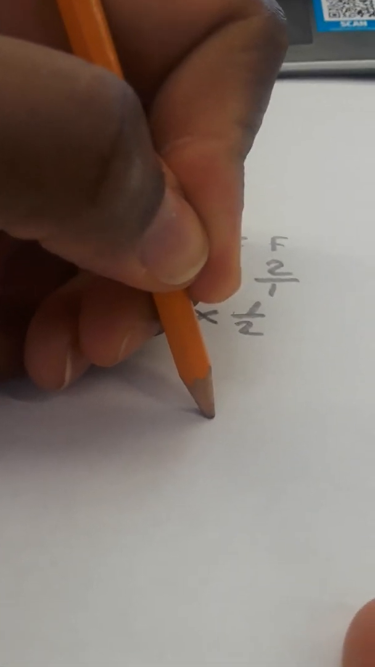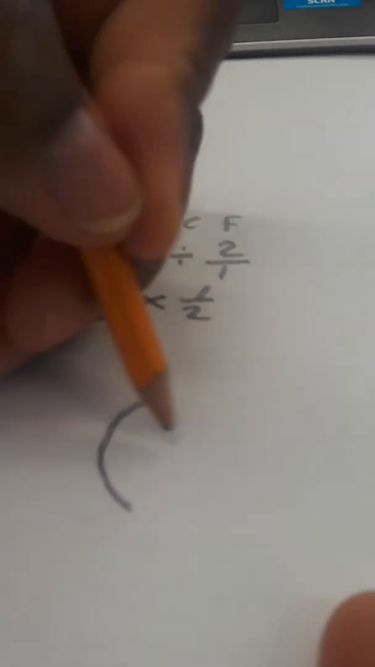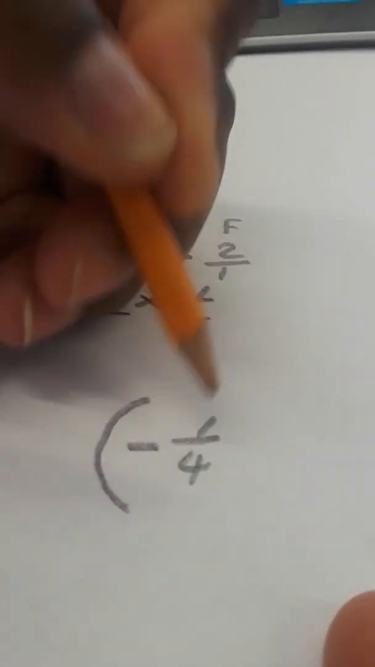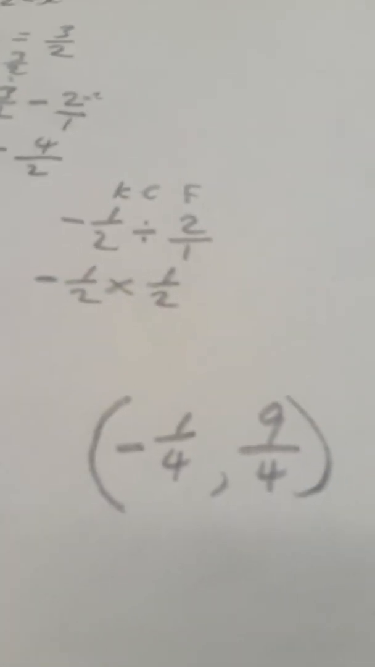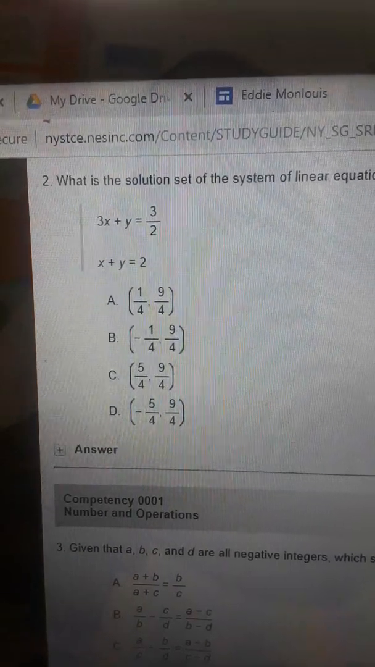If I'm writing a coordinate, you put it in brackets or parentheses. It's going to be the x value first, minus a quarter with a comma, and then my y value after. And so my answer is going to be this. Let's see if we get an answer similar to this in the options. All right, it's going to be B.